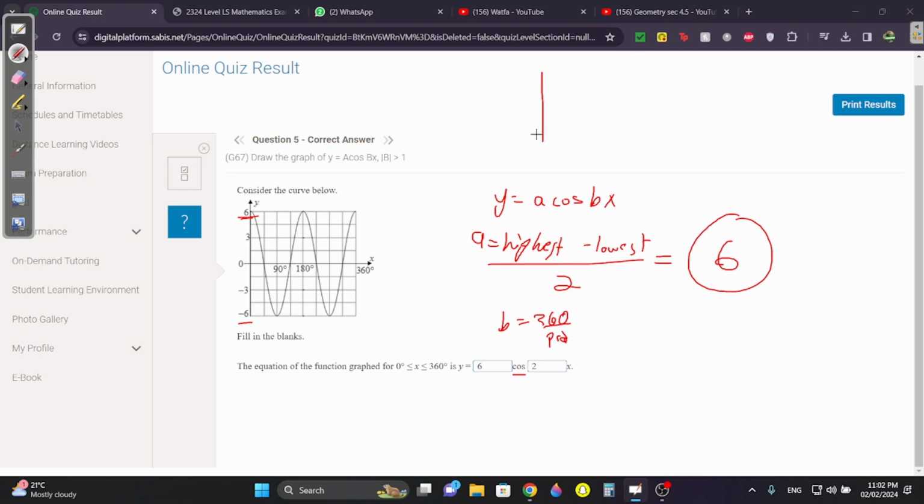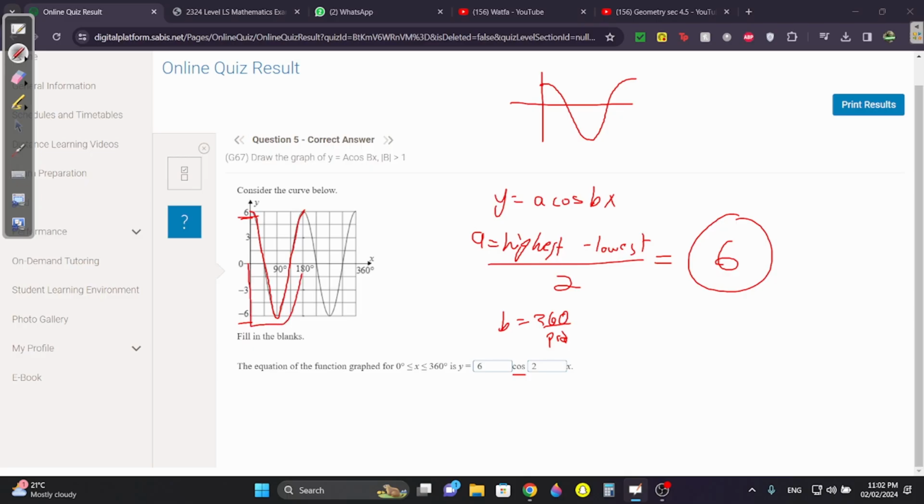Cosine graph actually starts from the top, then goes down and comes back up like this. Okay, this is a cosine graph. So you have to see how many times it's repeated. It starts from here at the top, goes down, then a full rotation would be it returning back to the top, right?